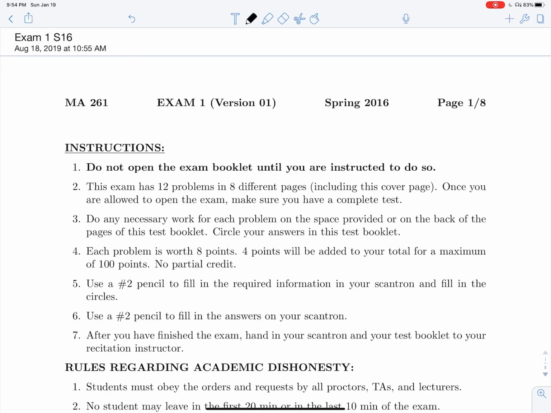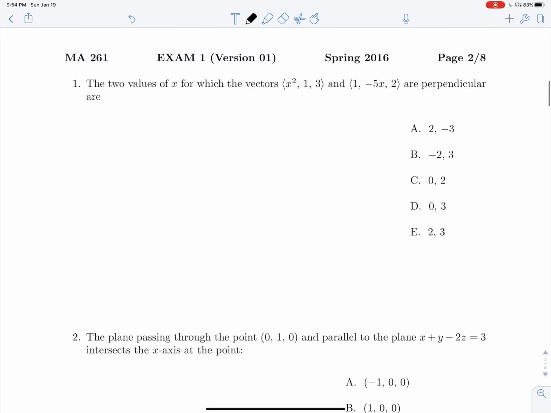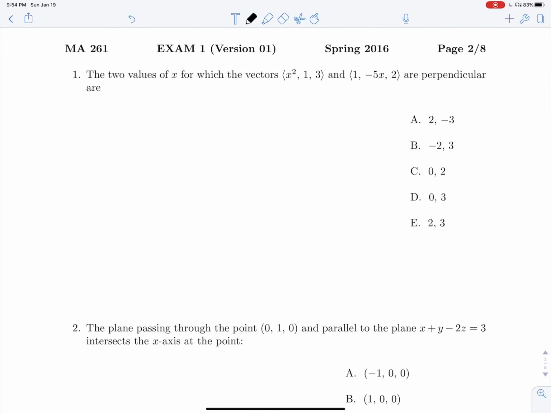Hello, this is Exam 1 from Spring 2016 for Calc 3. I have been putting this one off for a while, not because it's a hard exam, but because I am just lazy like that. So, let's get going.